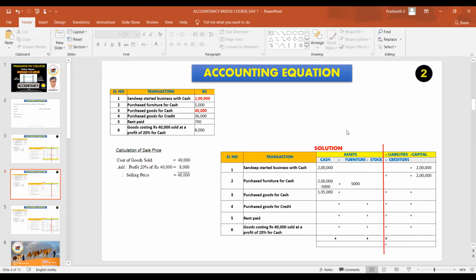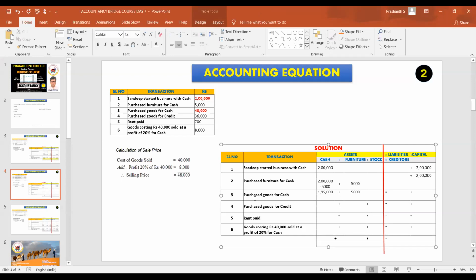Please, students, ensure that the left hand side is always equal to the right hand side, and don't continue without clearing that. If it is not coming correctly, then you have done something wrong. So check each step and then go further. Clear? Next. This is 1,95,000. Next, come to the purchase. Purchase goods, yes, that means 1,45,000 should come here, and then we should bring down the 5,000.